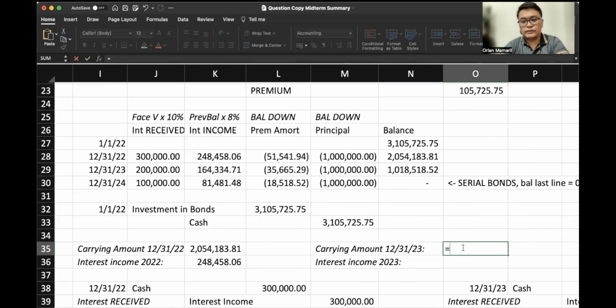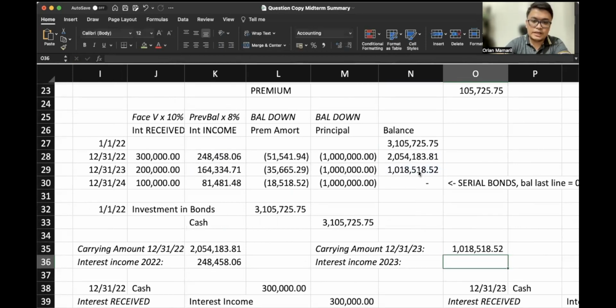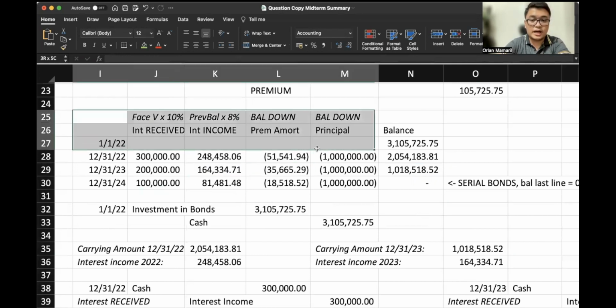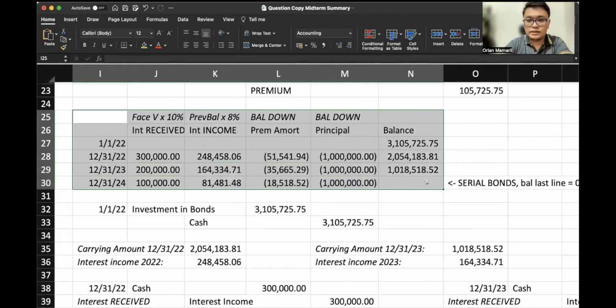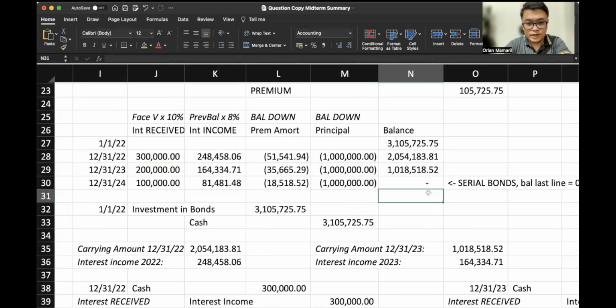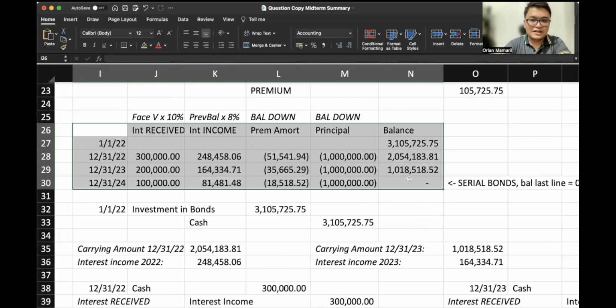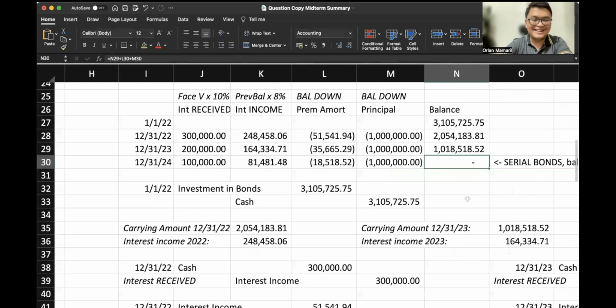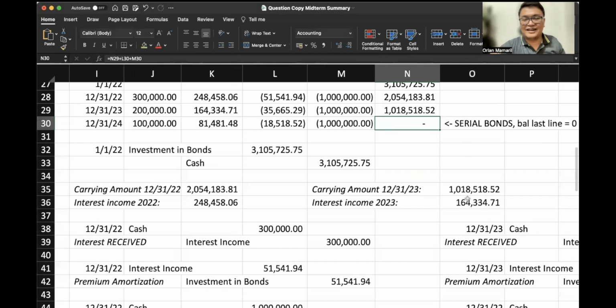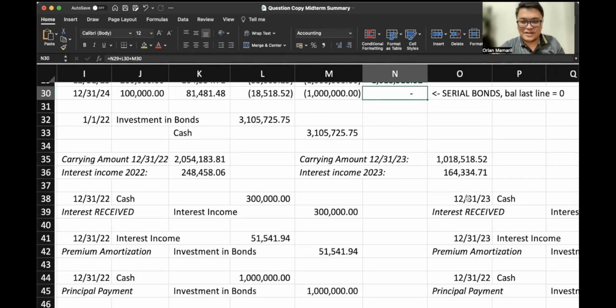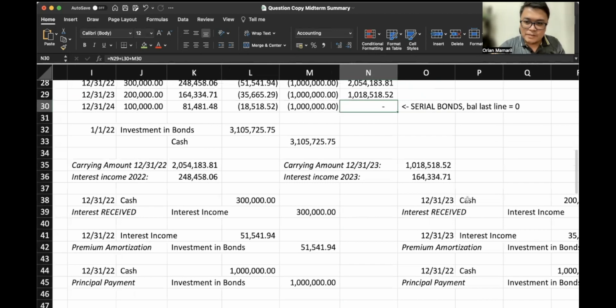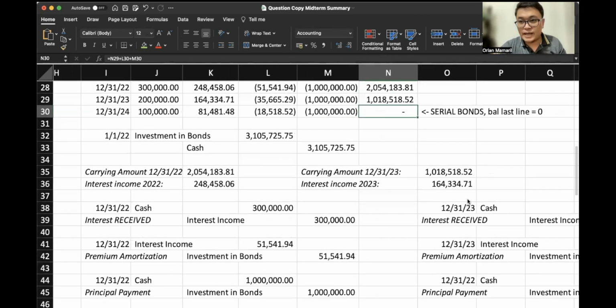The carrying amount on 12/31/2023 is 1 million. The interest income is 164. How much is the amortization in 2023? It's 35. How much is the interest received in 2024? It's 100. So it's just a matter of looking at the right place in the amortization table. Maybe if you are looking for a JOA, maybe it's also in the amortization table. Anyway, now that we have accounted for it under the amortized cost method, how will this problem be different if it is classified as OCI?